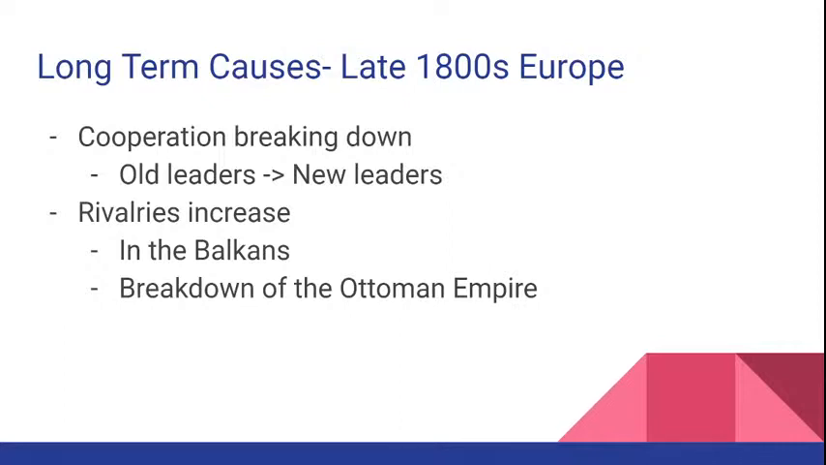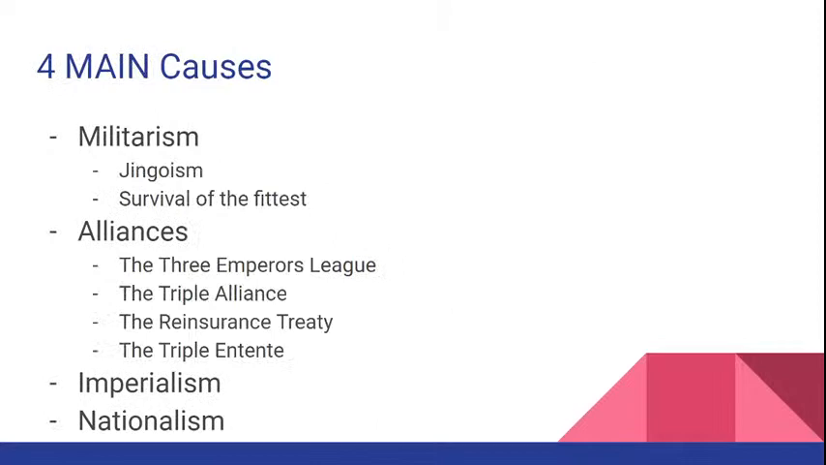Then we have the increasing of rivalries. We definitely do see this in the Balkan regions, and as the Ottoman Empire, which was this vast and powerful empire, breaks down, all of their land is up for grabs. So the European powers all want some of their land, which is how rivalries begin to increase. We have the four main long-term causes of World War I.